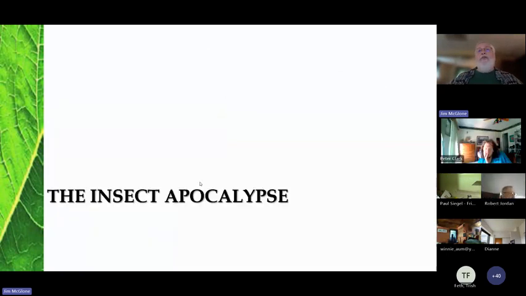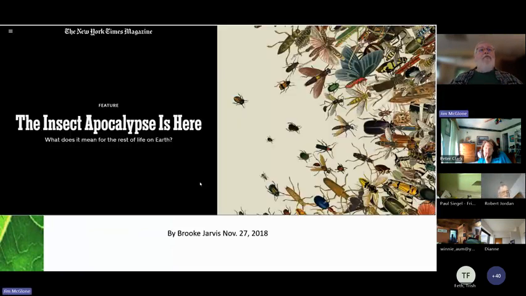Let's now shift to the insect apocalypse. A lot of this broke into public consciousness back in 2018 when this feature article in the New York Times Magazine, The Insect Apocalypse is Here. What does it mean for the rest of life? was published. Now, Mr. Jarvis, who wrote the article, talked a lot with people in Denmark, particularly as the basis of this article, but what he was pointing to was a significant decline in insect populations.